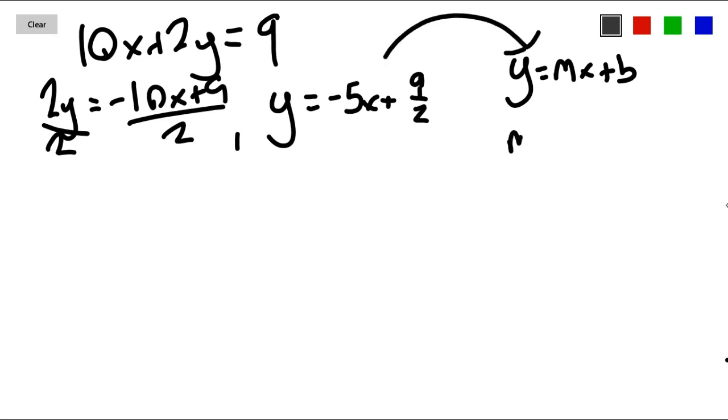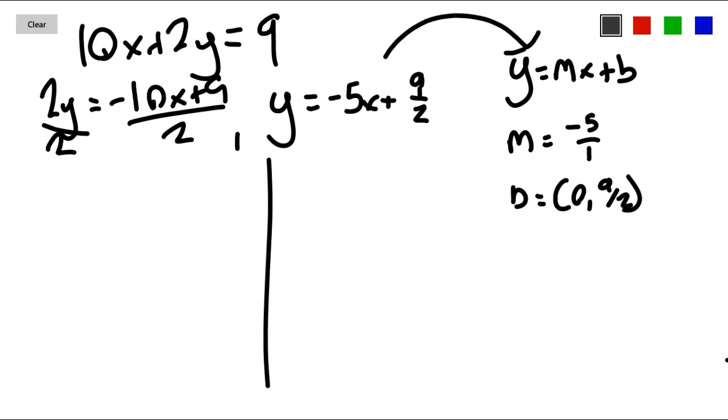We know that the slope is going to be equal to negative 5 over 1. So for every shift in x unit, we are going to fall 5 units in the y direction, and the y-intercept is the point (0, 9 over 2). So if I want to put this on the graph here, I'll label my axes real quick.